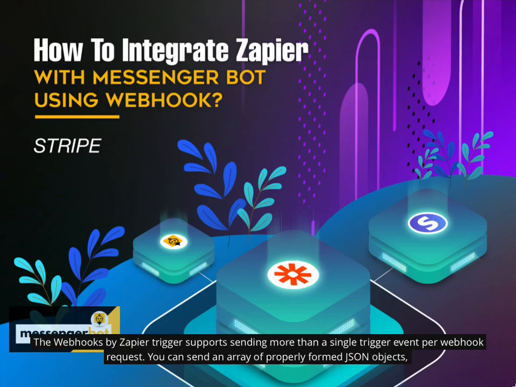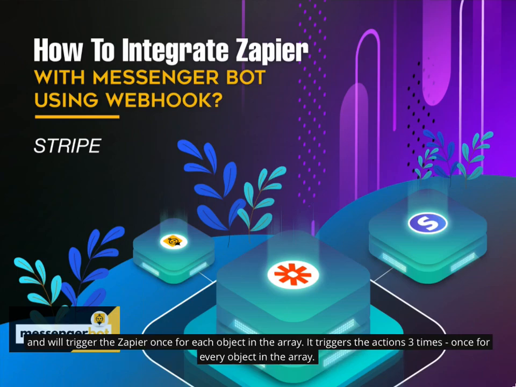The Webhooks by Zapier trigger supports sending more than a single trigger event per webhook request. You can send an array of properly formed JSON objects and it will trigger the Zapier once for each object in the array. It triggers the actions 3 times, once for every object in the array.